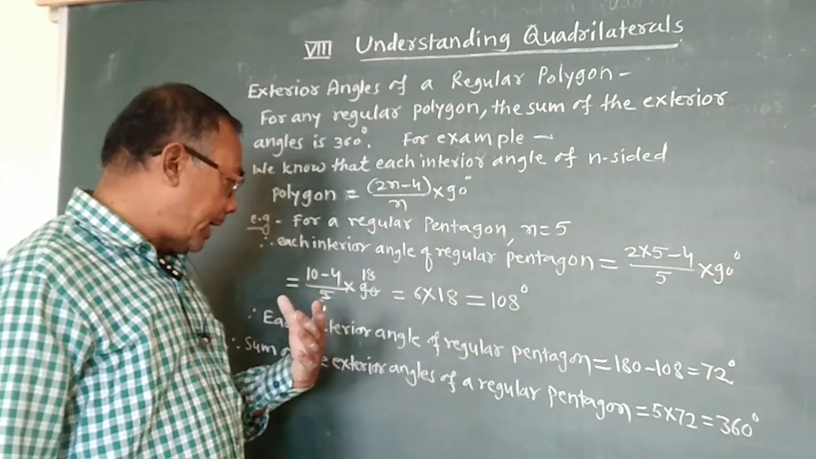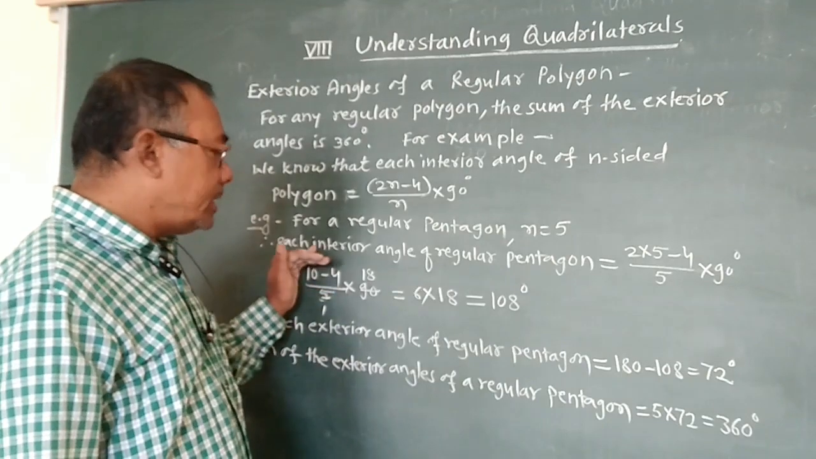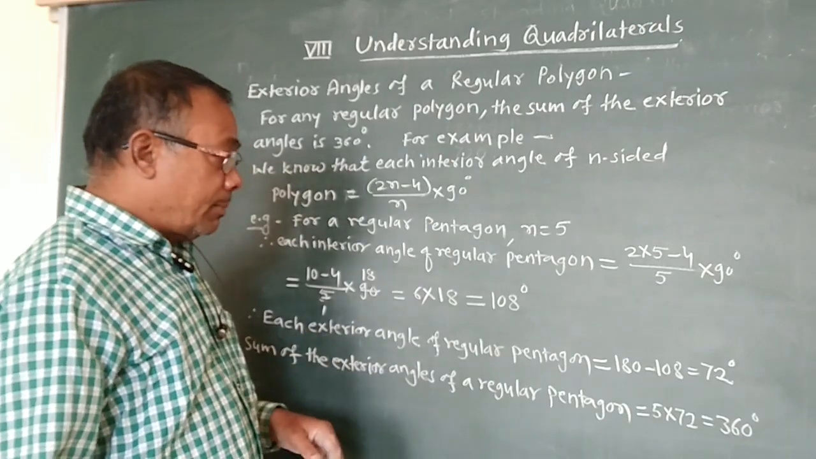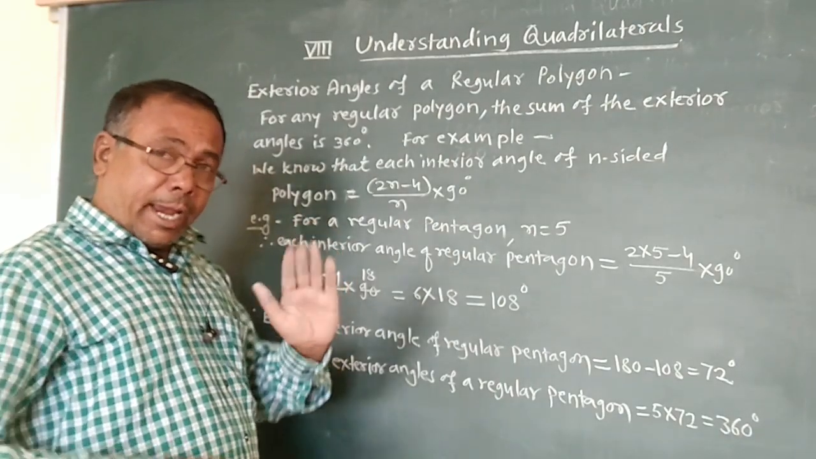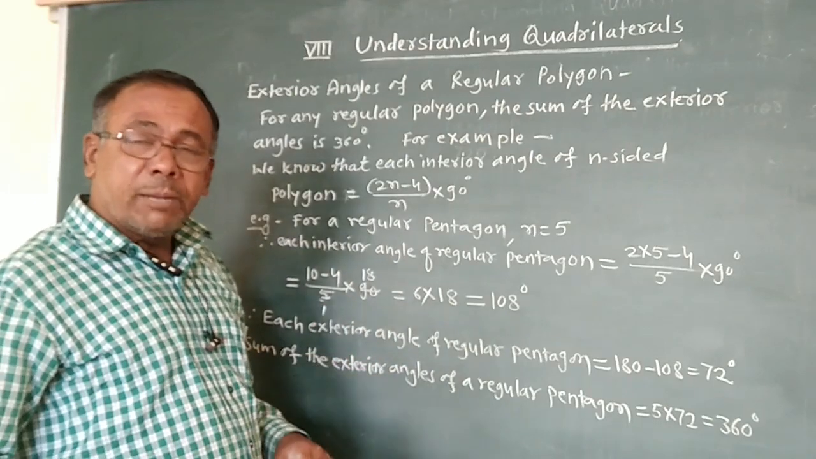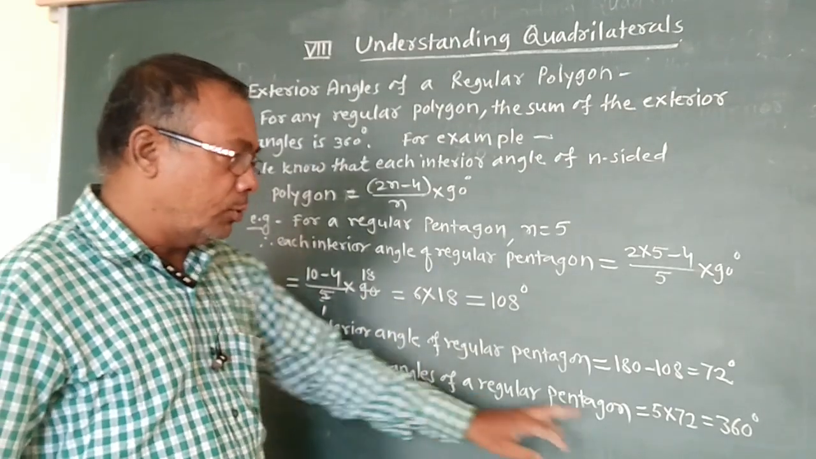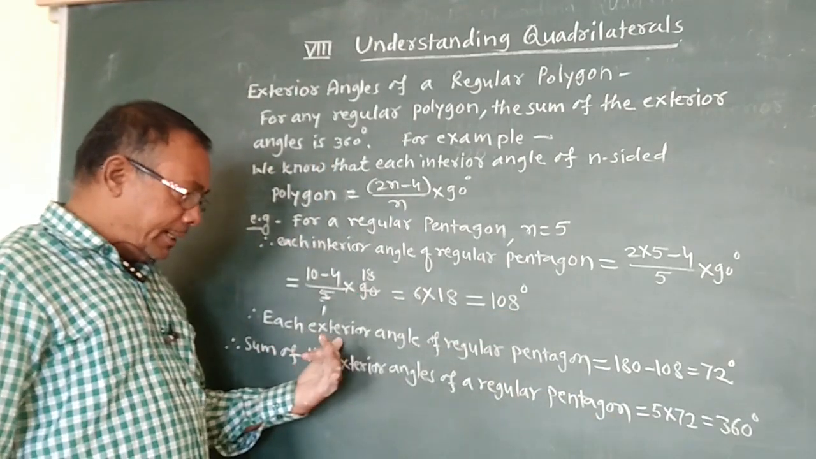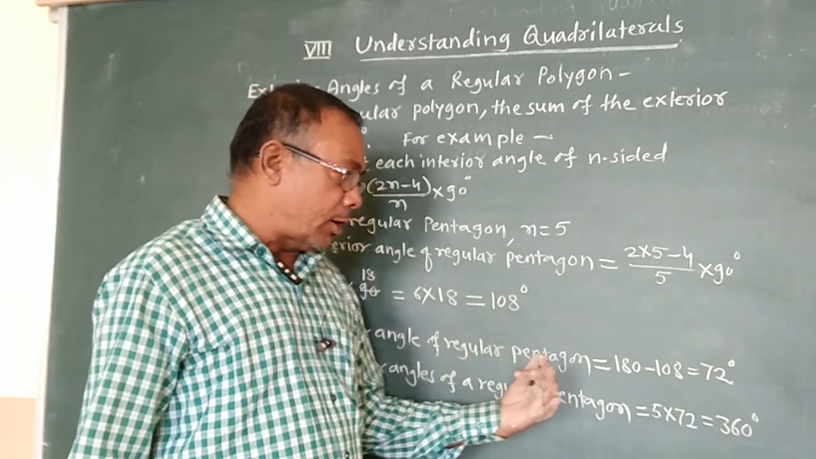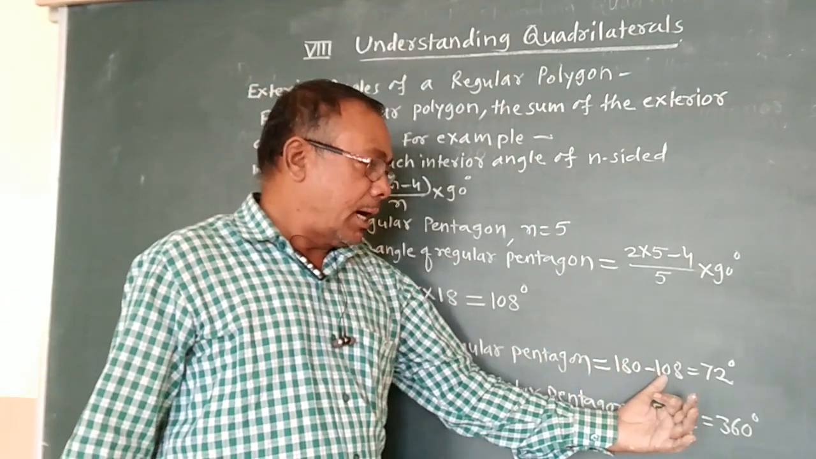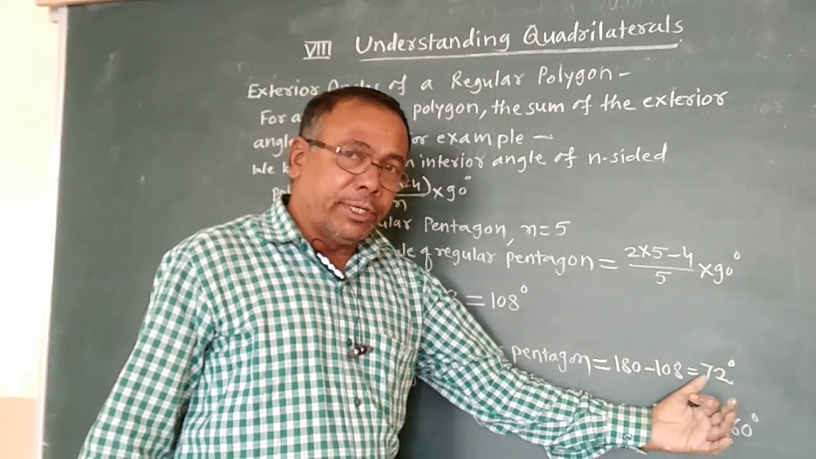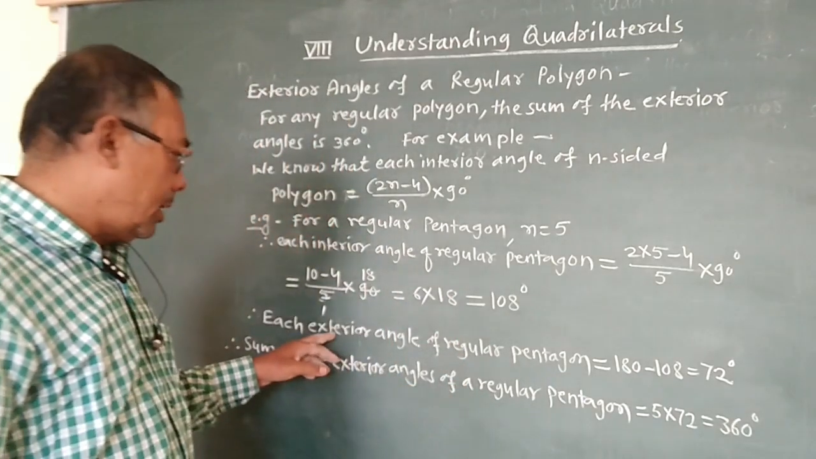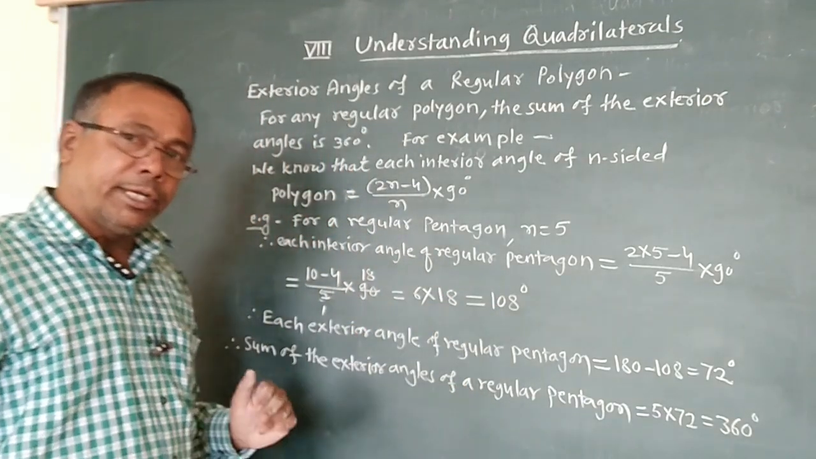Now we have found each interior angle, and now we have to find the exterior angle. We know that the interior angle and the exterior angle are linear to each other, and therefore we have to subtract 108 from 180 degrees. So each exterior angle of a regular pentagon is equal to 180 minus 108, and that is equal to 72 degrees.